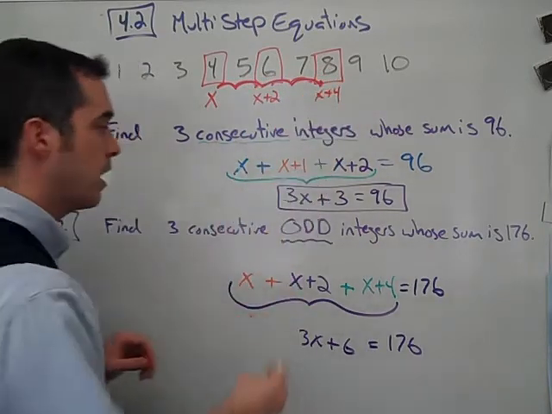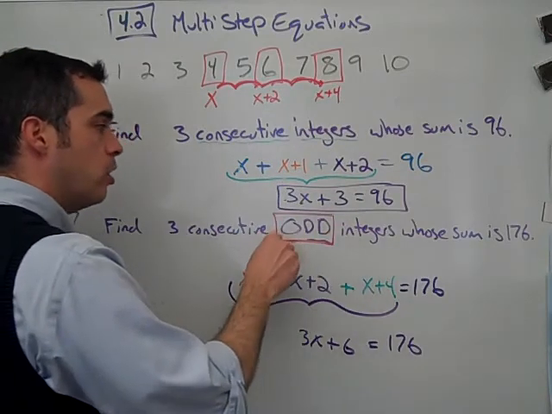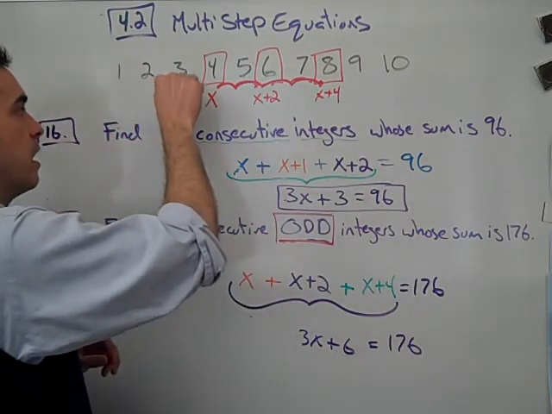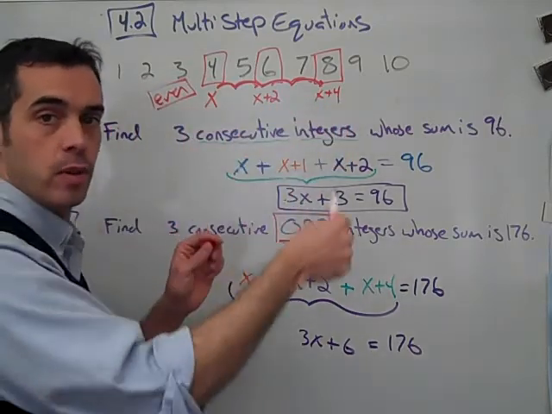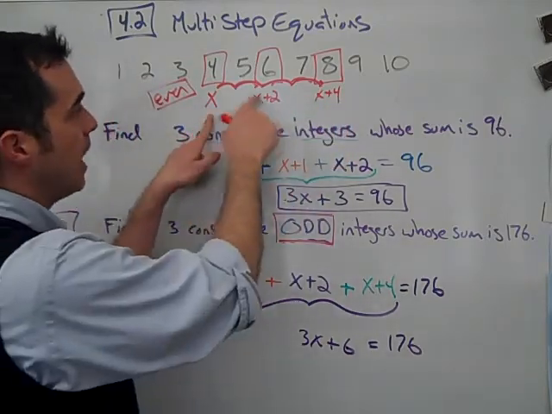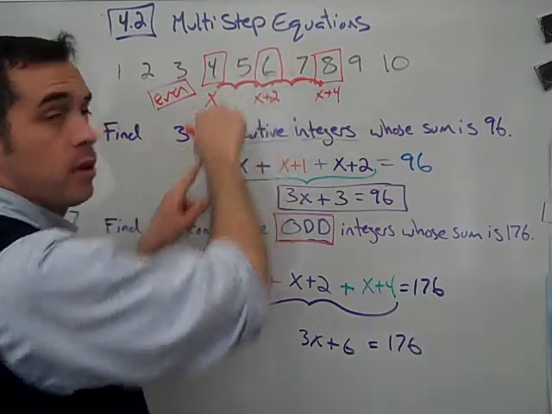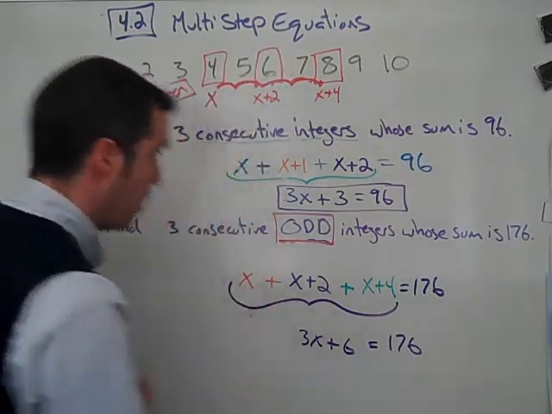It's kind of interesting that whether you want consecutive odd integers or consecutive even integers, you're going to use the same x, x plus 2, x plus 4. Because adding 2 is just allowing you to hop over the in-between numbers, whether they're even or odd.